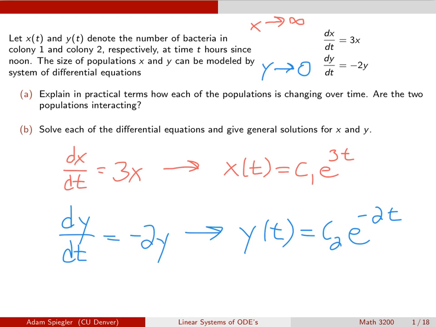So here we don't really have a system. We have two separate differential equations that we can solve separately. Next, let's take a look at what happens when we start to get interactions between these two equations.